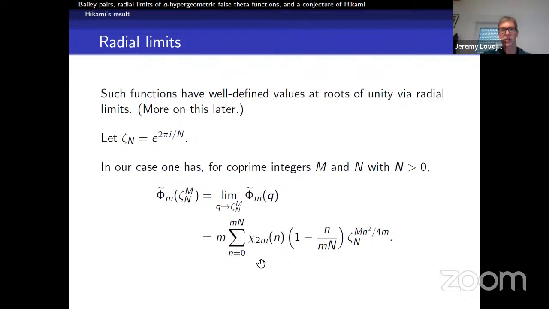Okay, so this is just classical stuff. This is asymptotic analysis of false theta functions, and they're just formulas for these radial limits. I'll say a little bit more about how to compute them later. But I'm just going to write it like this. It's a bit abusive, but I'm going to say this is the value of the false theta function at the root of unity. But I really mean a radial limit.